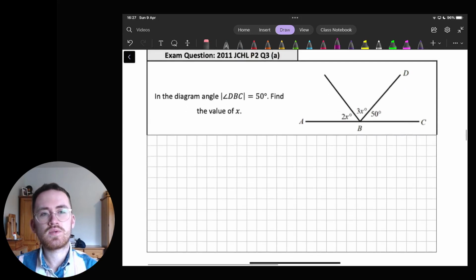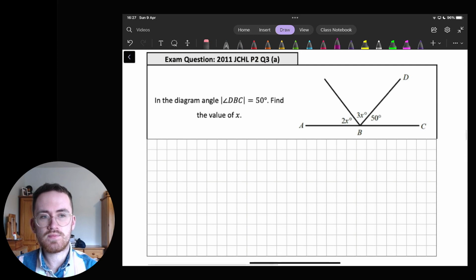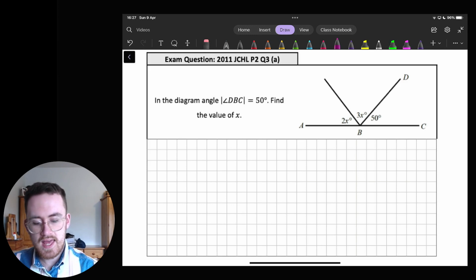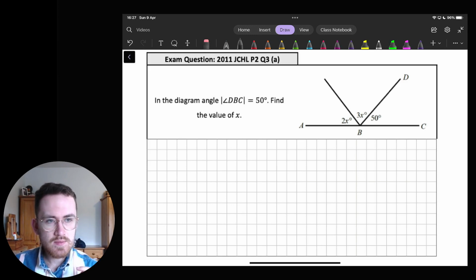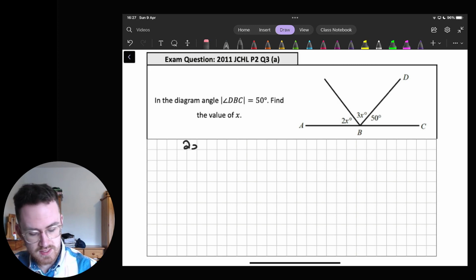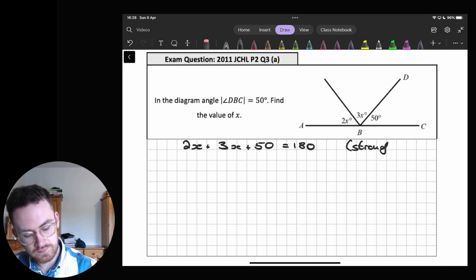Looking at this one here, this was taken from a Junior Cert paper, just to give you some practice answering these questions and a few more questions to work with, because some of the Leaving Cert ones obviously use more of the later rules than just these ones. Here we're looking at this: angle DBC is 50 degrees, find the value of x. Well, the first thing is that 2x plus 3x plus 50 is equal to 180, and that's because they're on a straight line.